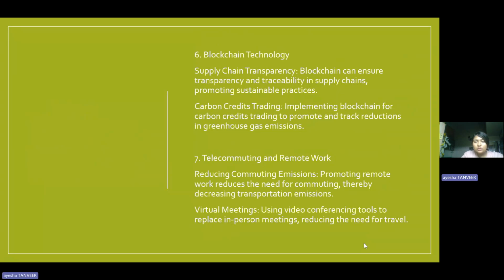Telecommuting and remote work. Reducing commuting emissions. Promoting remote work reduces the need for commuting, thereby reducing transportation emissions. Virtual meetings. Using video conferencing tools to replace in-person meetings reduces the need for travel.